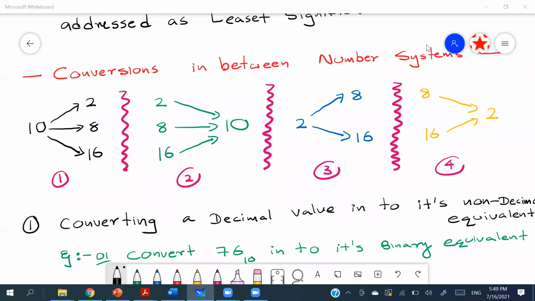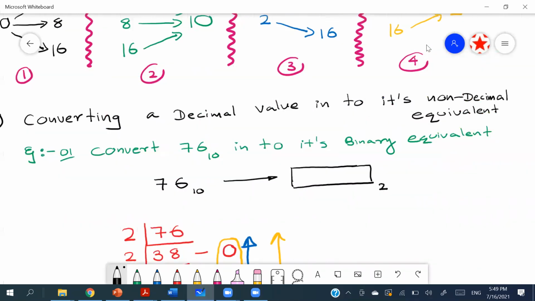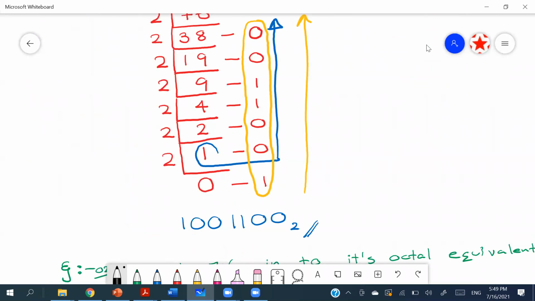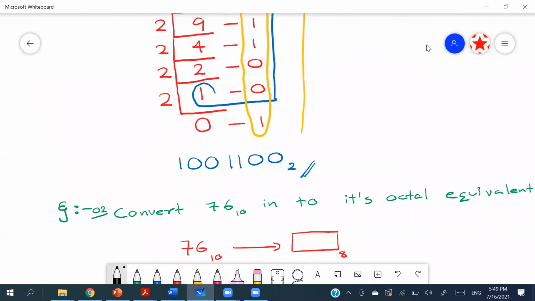All right, so these are the 4 conversions that we discussed, right? So actually we didn't discuss, I just introduced you. There are 4 types of conversions. So first we went through converting a decimal value into a non-decimal value, and we discussed how we are going to convert that, right? Dividing by the corresponding base which we are going to convert to, right?